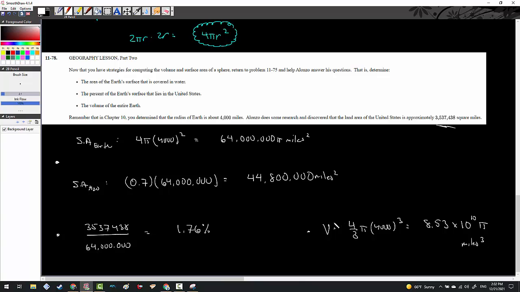So there you have it. So area and volume of a sphere. And that will wrap up the surface area and volume chapter for Integrated 2.